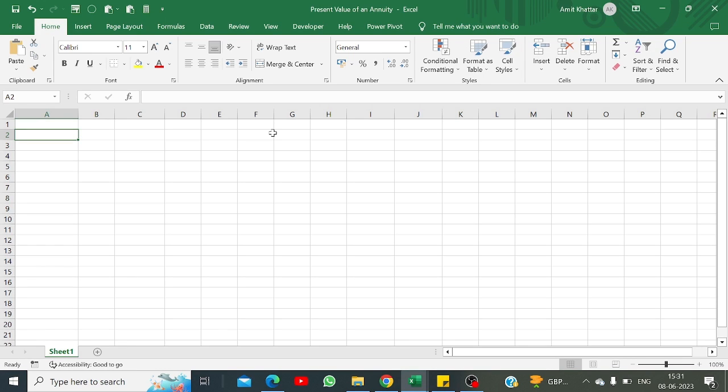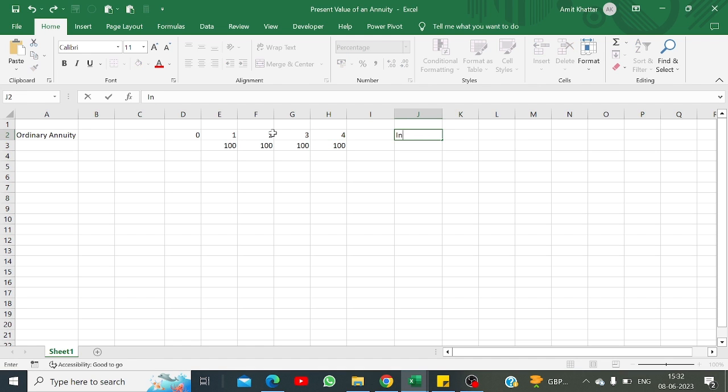Hi all. So today we are going to look at how to determine the present value in case of an annuity. So I'll consider an ordinary annuity, and let's say since it's an ordinary annuity, the first payout will be the first year. So considering it to be a 4-year annuity, suppose the amount is 100. This is what the payout would be for the 4 years, and considering the interest rate to be 10%.